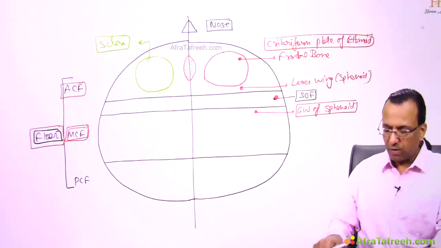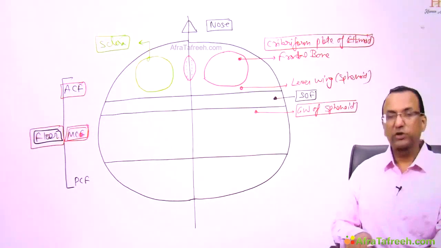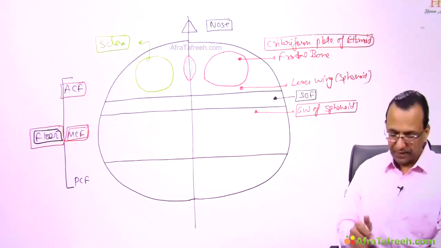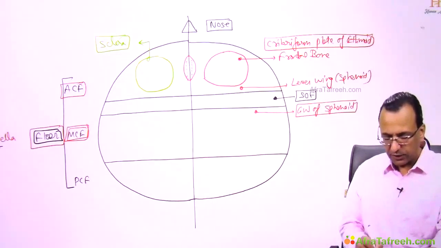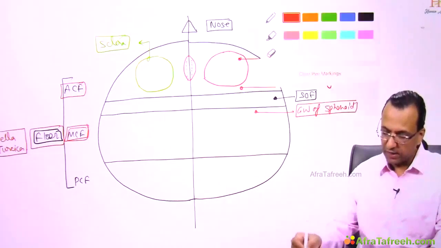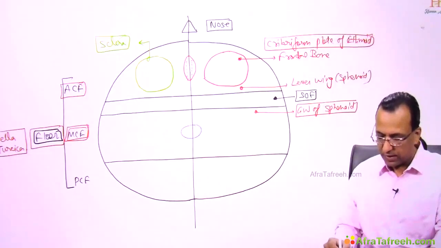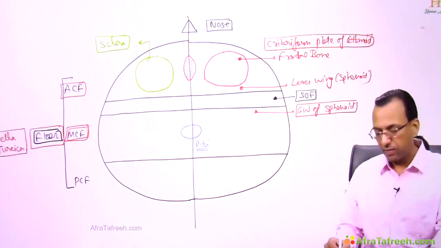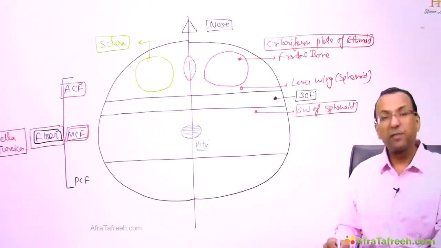As you're talking about the floor of the middle cranial fossa, you know there was a sella turcica, and the sella turcica is actually in the body of the sphenoid. And what is inside the sella turcica? The pituitary gland in the midline. So you're telling that there will be the pituitary gland in the midline. Yes, in the body of the sphenoid.